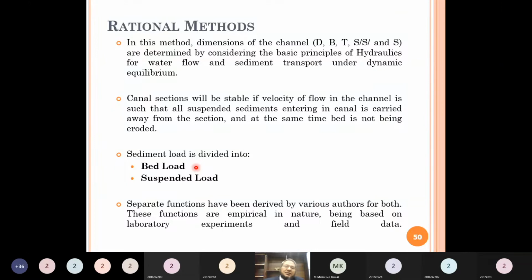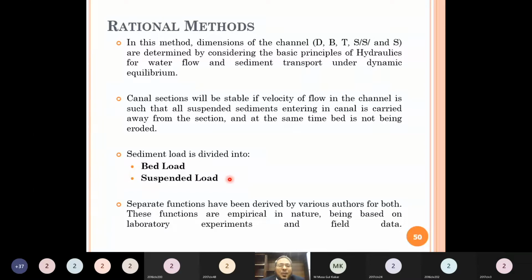Maybe a sediment particle is rolling on the bed. Secondly, it may slide on the bed. And thirdly, it may move in hopping or saltation. It means the sediment particle is being lifted up and then again dropped. Anyway, it moves in the downstream direction continuously in contact with the bed. That is called bed load.